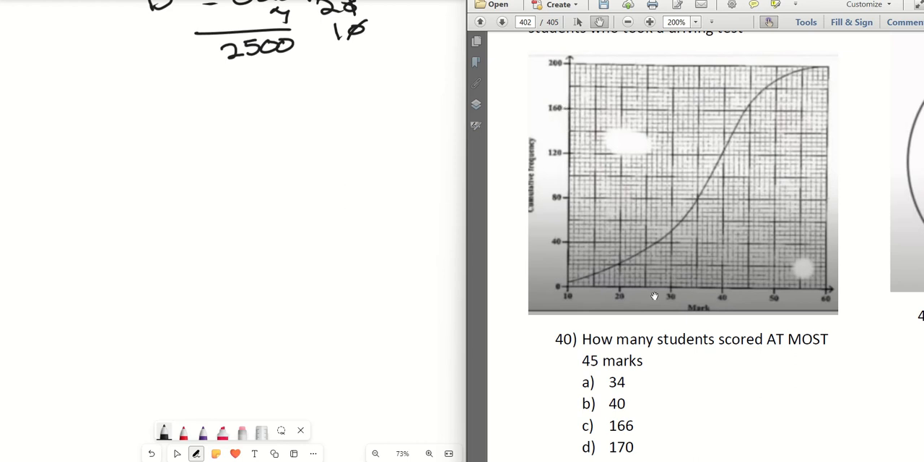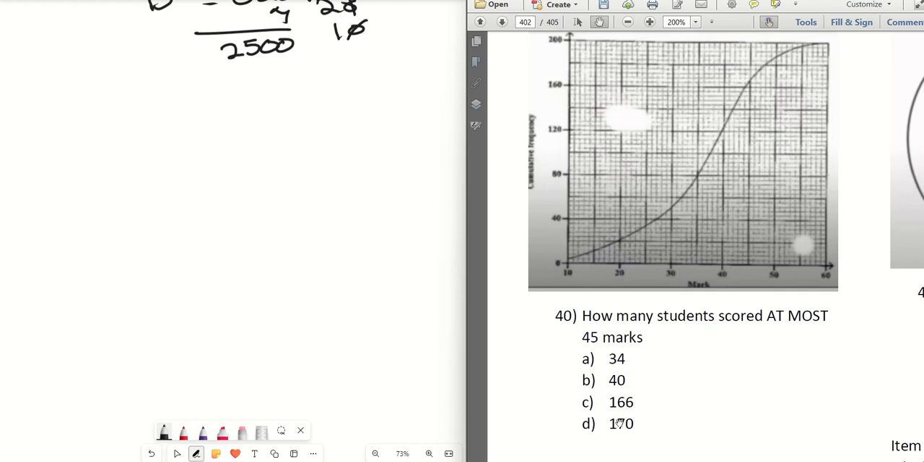So it's either 166 or 170; it cannot be 34 or 40. We know that this is 20, so 60, so 170 would be somewhere in the middle here. It's not in the middle there, it's right above 160, so we could assume that the number closest to 160 is 166. So the answer here for number 40 is C.